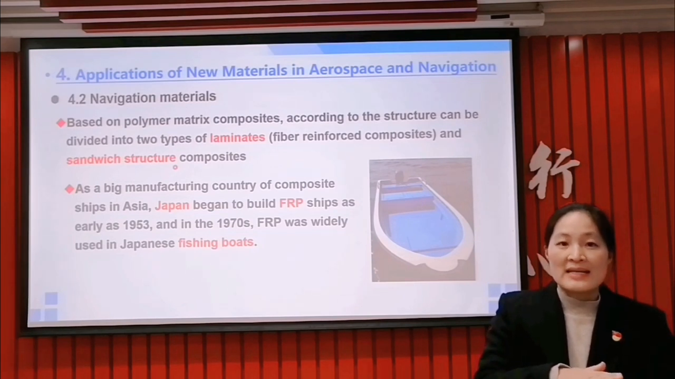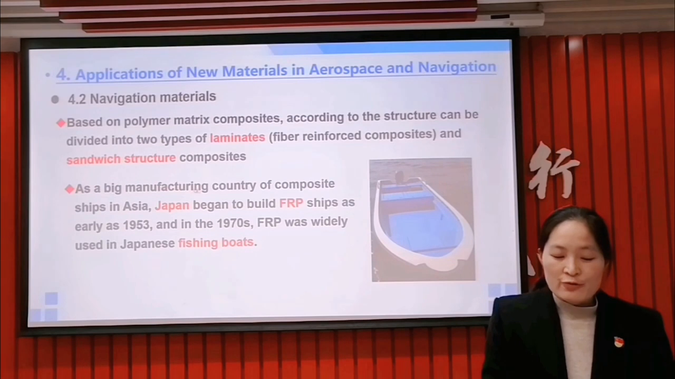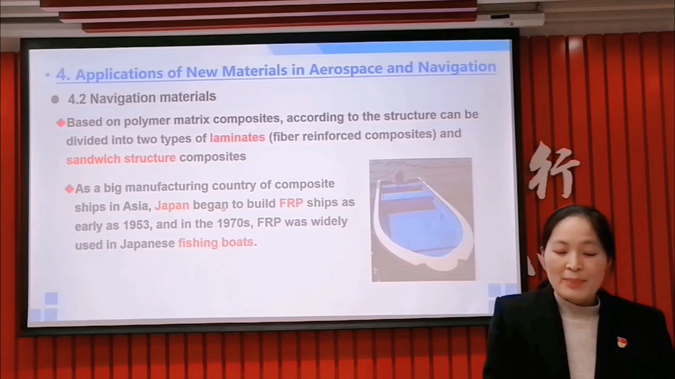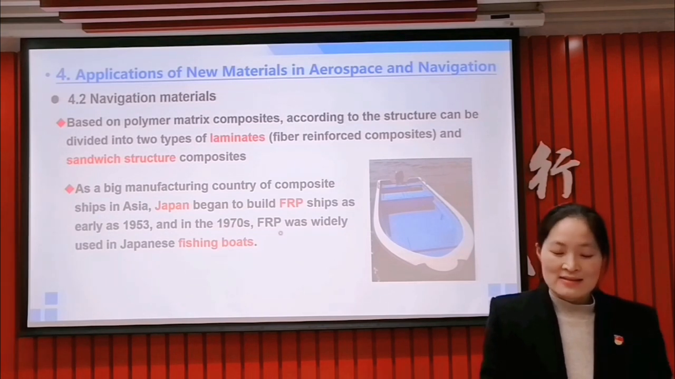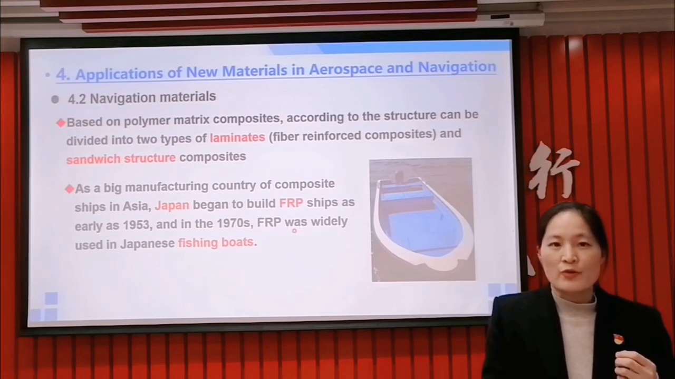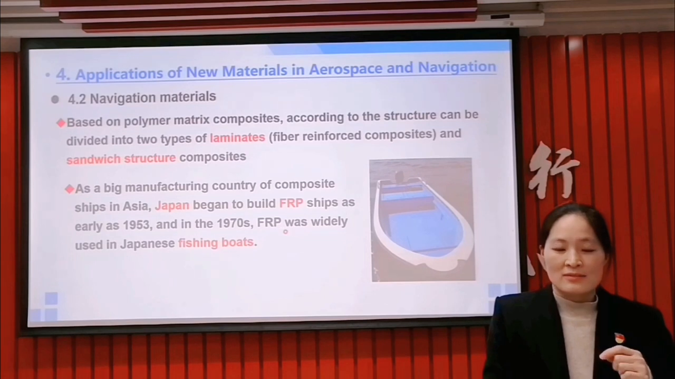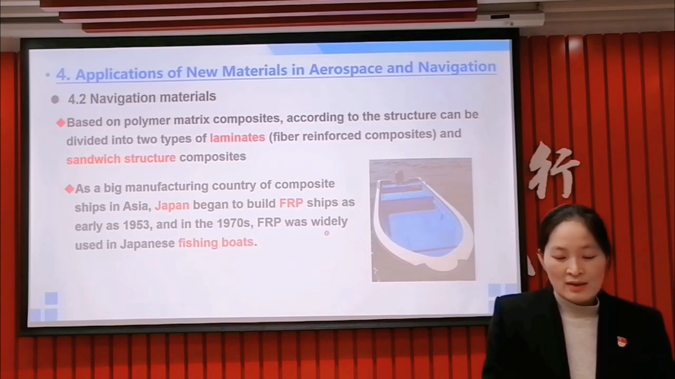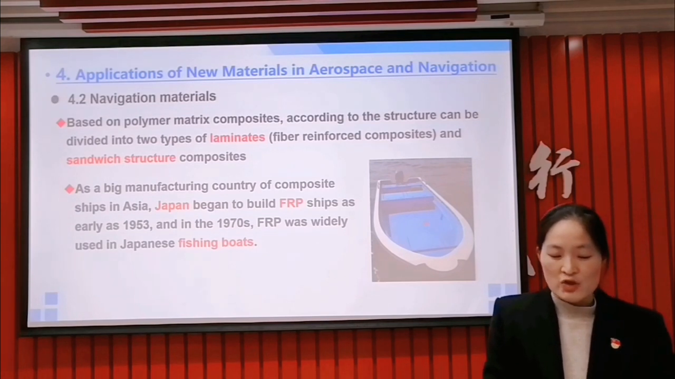This structure can be designed. As a big manufacturing country of composite ships in Asia, Japan began to build fiber-reinforced plastic ships as early as 1953, and in the 1970s, fiber-reinforced plastic composite. That means this kind of composite, the matrix is plastic. This kind of material is widely used in Japanese fishing boats, just like this picture.